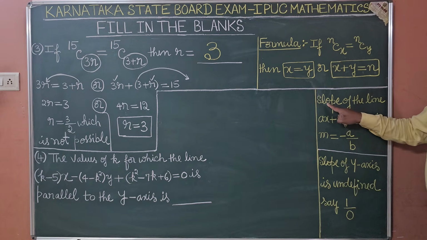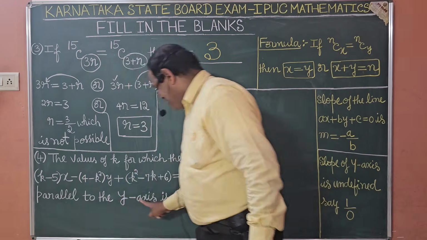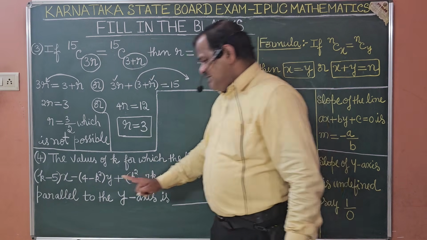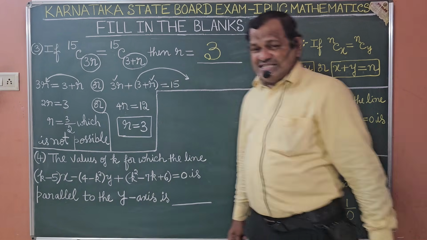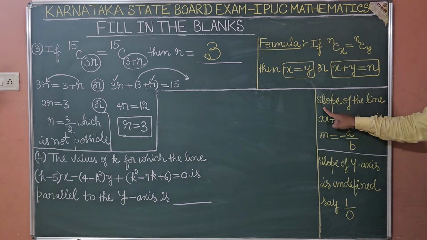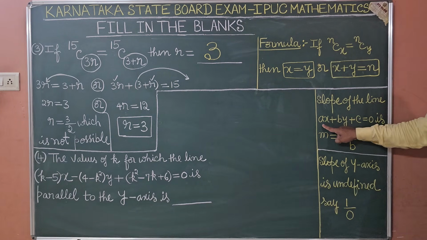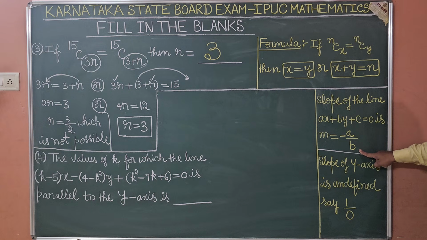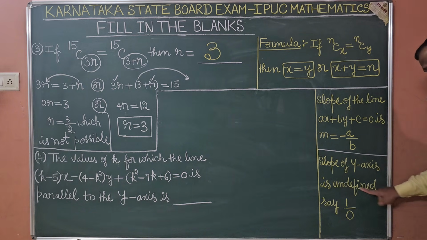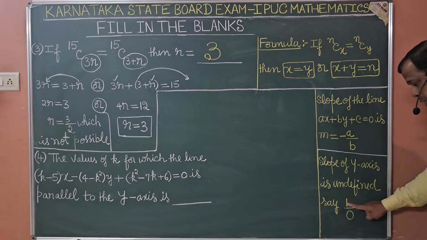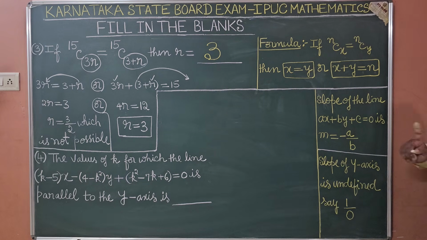See, something I have written here. First thing is, if a line is parallel to the y-axis, then the slope of the line is equal to the slope of the y-axis. Hence, I have written first the slope of the line in standard form, ax plus by plus c equal to 0, is m equal to minus a by b. This is one thing. Second thing is, it is equal to the slope of the y-axis. Slope of the y-axis is undefined, and let us consider the slope of the y-axis as 1 by 0.